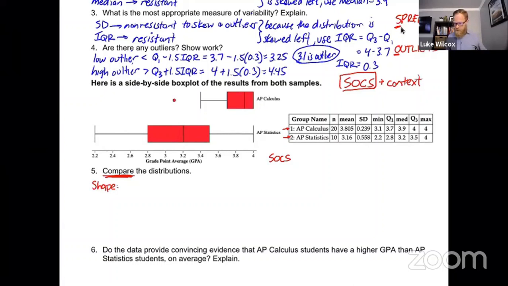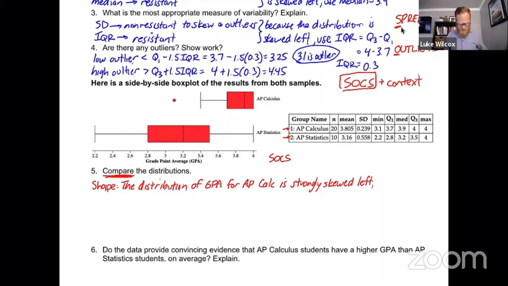Well, we already know about the shape for the AP Calculus students. So let's just state that again. And once again, I'm going to get context out of the way right at the beginning here. The distribution of GPA for AP Calc is, and we said strongly skewed left. But now we need to compare that to the shape of the distribution for AP Statistics.